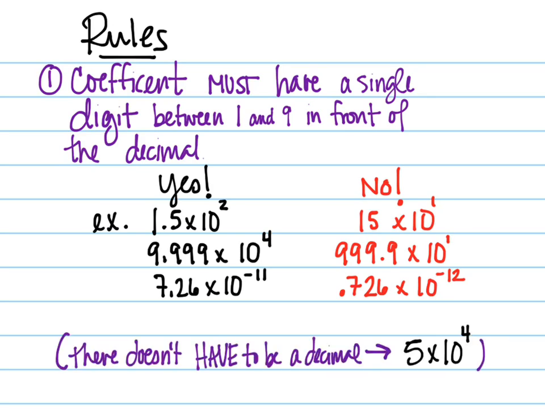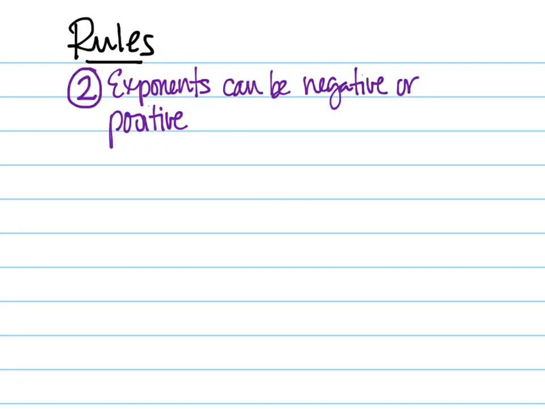We can use a number like 5 times 10 to the fourth. That's fine, and you'll understand more about when we use numbers like that when we start talking about rules for significant figures.